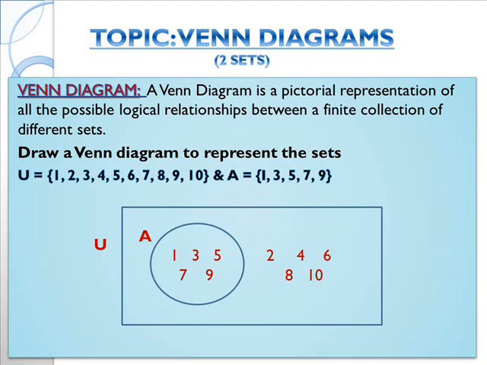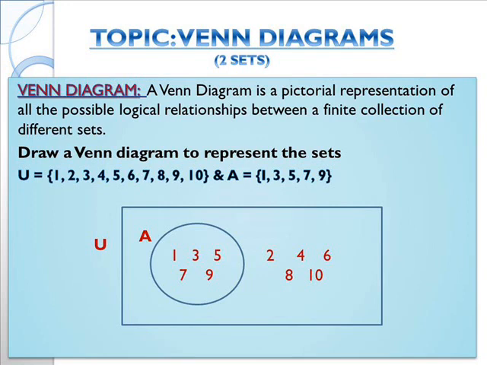The fourth way of describing a set is by using Venn diagrams. Well, a Venn diagram is a simple pictorial representation of all the possible logical relationships between a finite collection of different sets. In the given question that is related to our topic, Venn diagrams involving 2 sets, we are required to represent the given sets by drawing a Venn diagram.